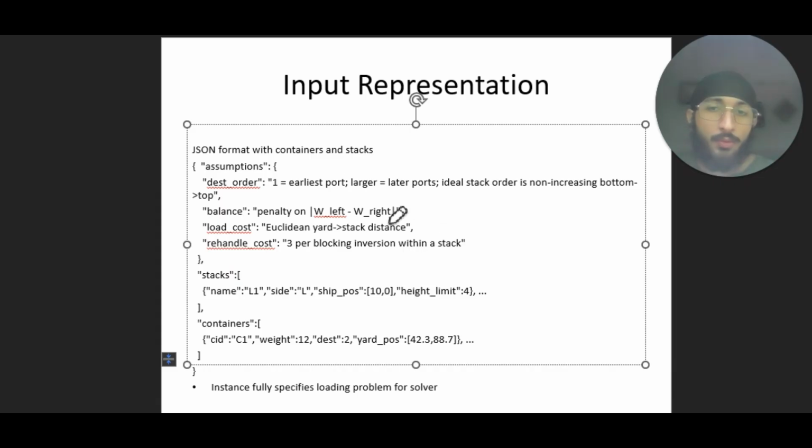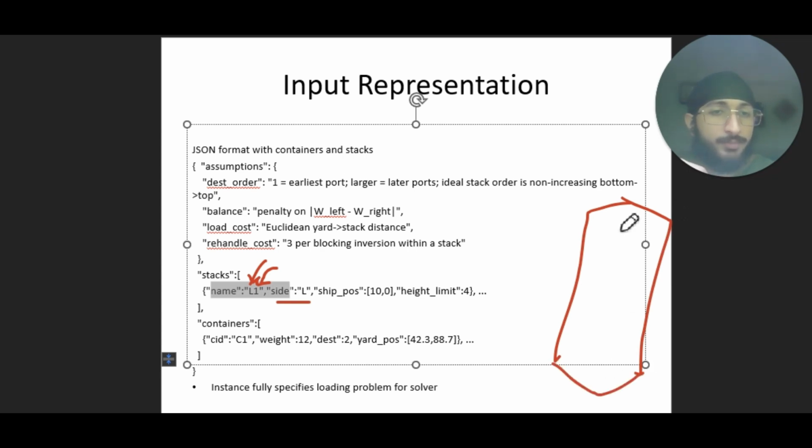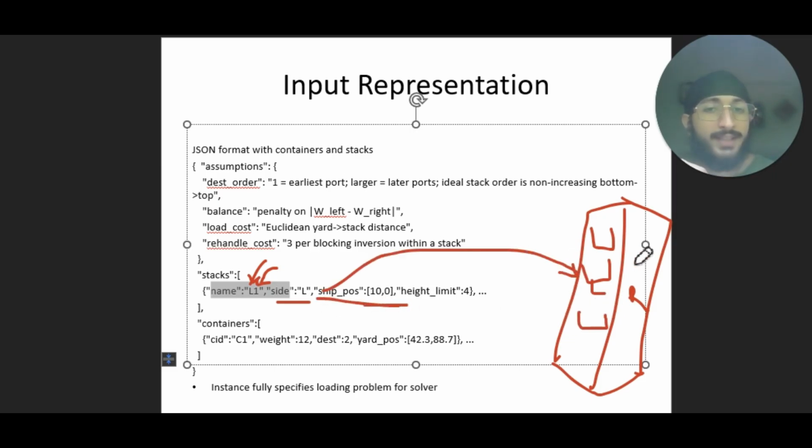Right. Now talking about the stacks. So we have stacks with the name of the stack, that is L1, which denotes the side as well as the unique ID. And the side it is present on the ship, whether it is on the left side or the right side. So we have stacks in this order, and then we have the position of the stack in the 2D coordinate axis of the ship. Where exactly is it positioned? So 10, 0, and the height limit of each stack.